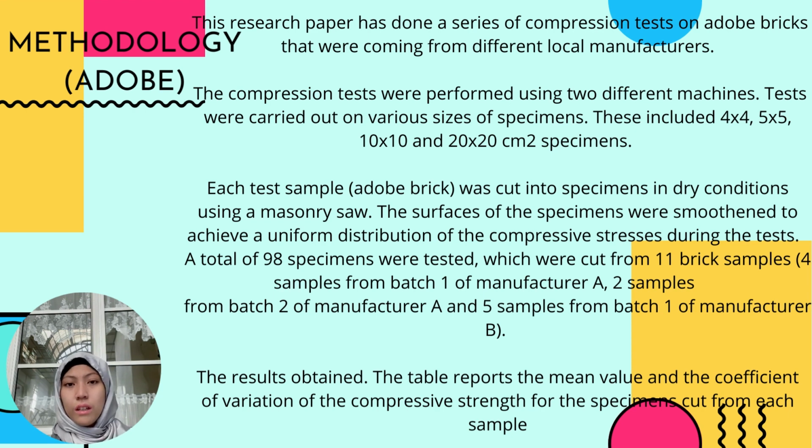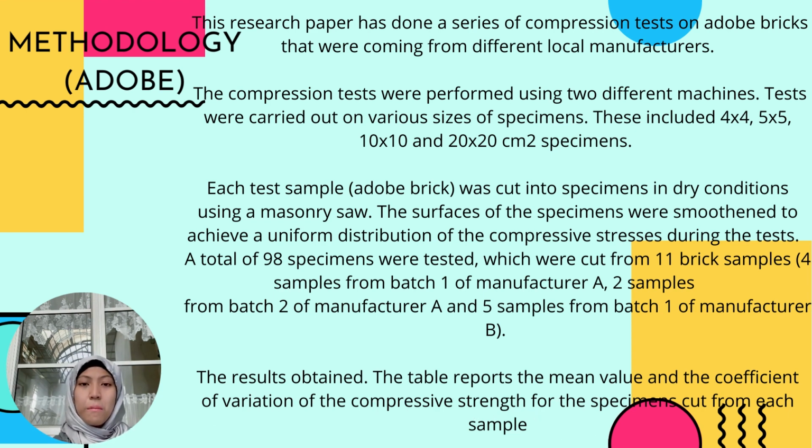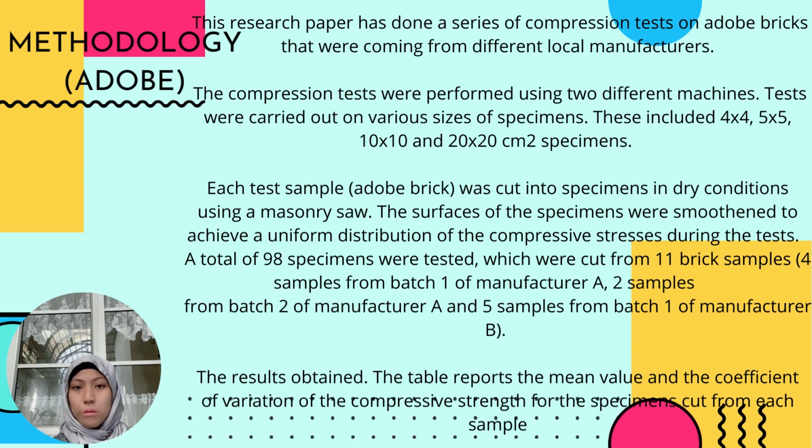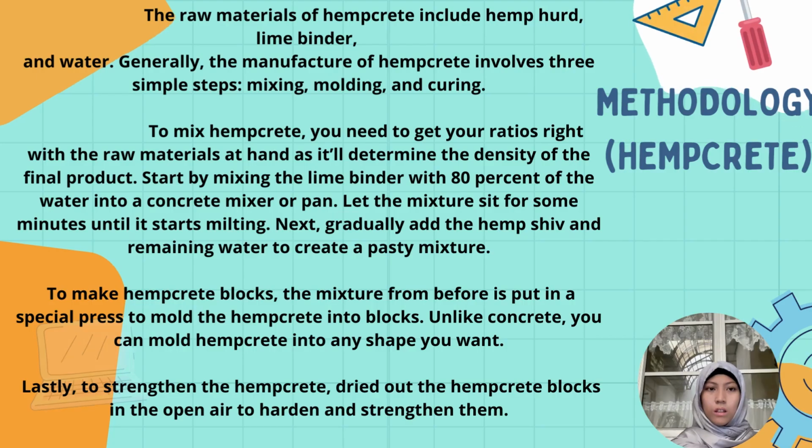A total of 98 specimens were tested, which were cut from 11 brick samples: 4 samples from batch 1 of manufacturer A, 2 samples from batch 2 of manufacturer A, and 5 samples from batch 1 from manufacturer B. The results obtained: the tables report the mean value and the coefficient of variation of the compressive strength for the specimens cut from each sample.